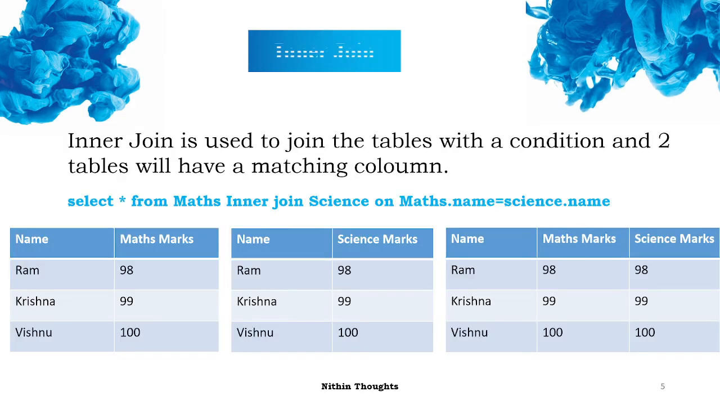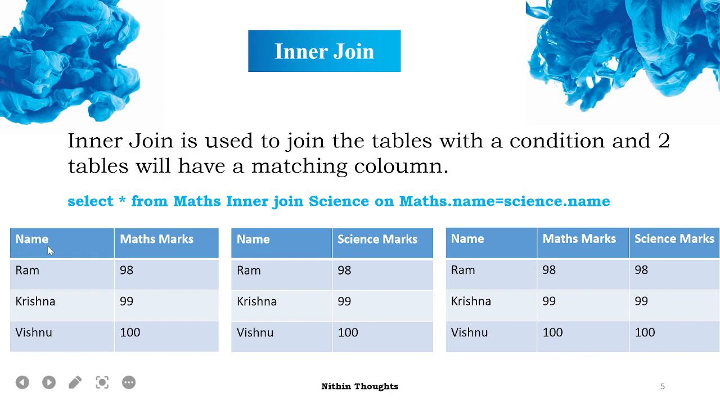Now if we go further and discuss the inner join, there are two tables. I haven't written the names; assume this is a maths table and this is a science table, quite similar to the example we have taken before. Now, what is inner join? Inner join is used to join the tables with a condition, and the two tables will have a matching column. That is a basic prerequisite which we have discussed earlier.